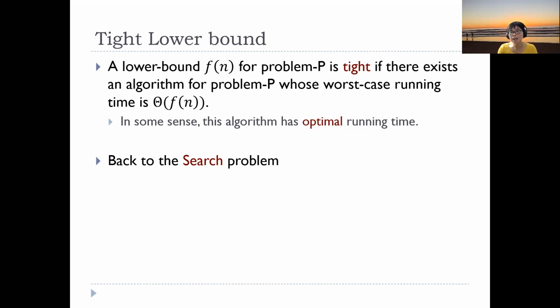And in this case, if you have an algorithm that matches this lower bound, we say that this lower bound is tight, or we sometimes say that this is optimal. In other words, you have a lower bound, and now you found an algorithm that can really achieve it, which means that algorithm has to be optimal because it cannot be any faster. So that algorithm is optimal and your lower bound is tight.